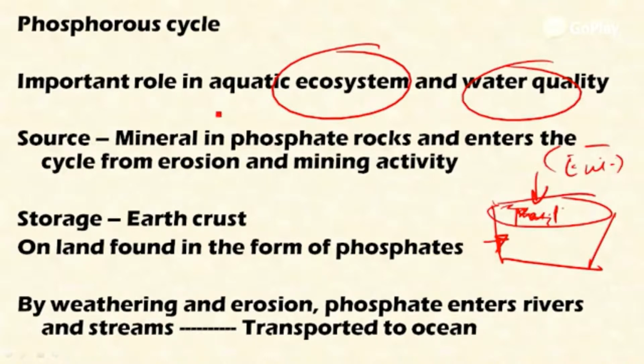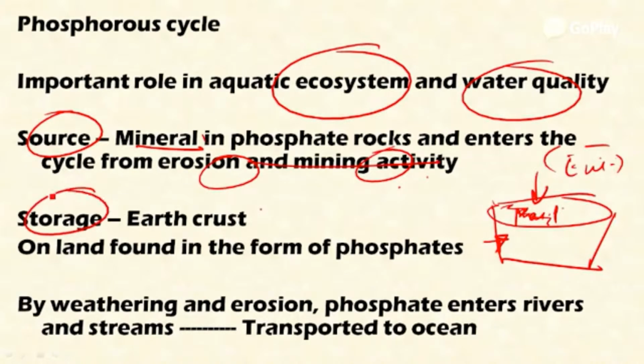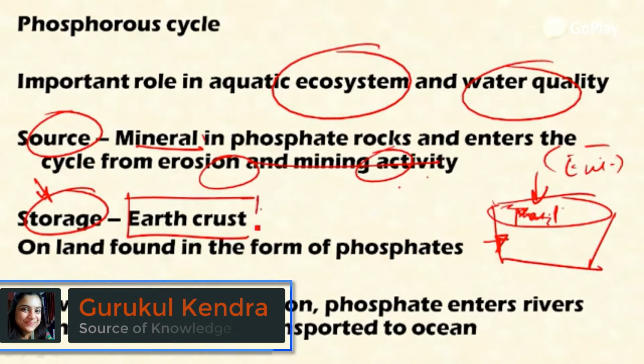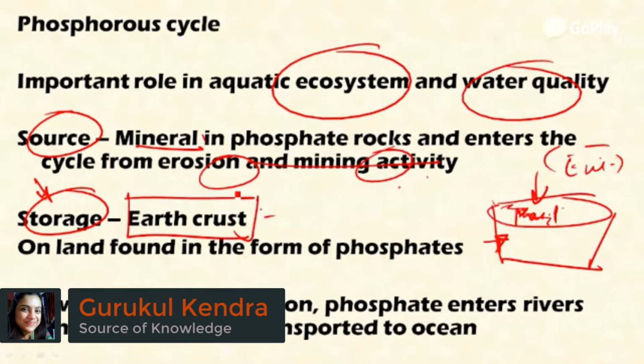The source of phosphorus in the environment is mineral deposits, in phosphate rocks. The phosphorus enters the cycle through erosion as well as mining activity. That is one thing. And the storage, the source of phosphorus, is the earth's crust, not the atmosphere. Please mind it. It is the earth's crust which is the source of phosphorus.